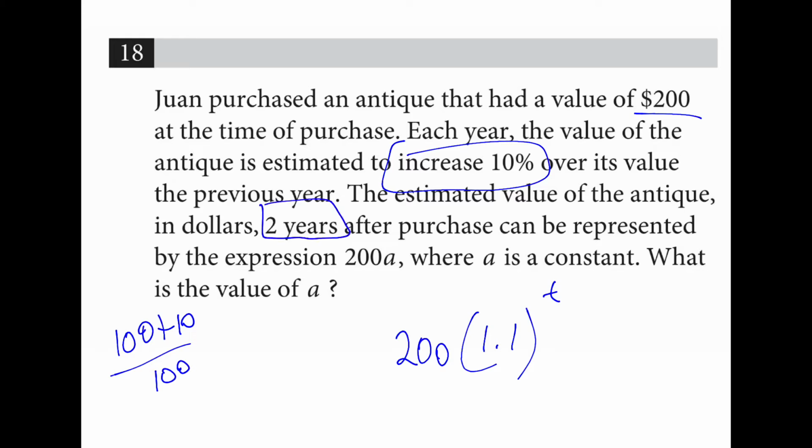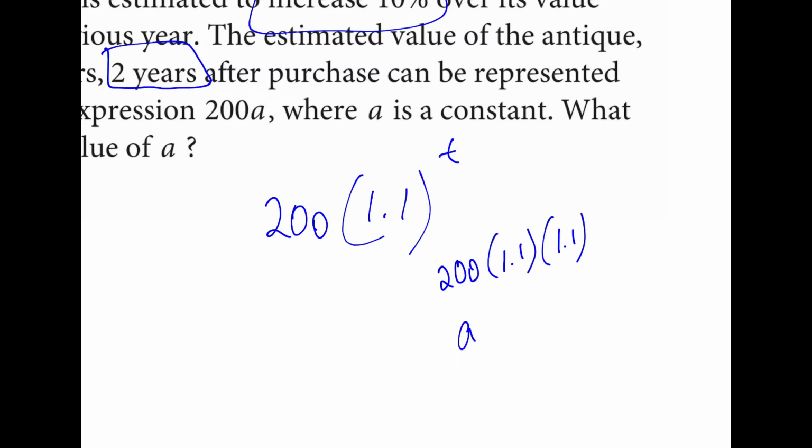So if we want to look at 2 years after purchase, this is how we would find that value: 200 times 1.1 times 1.1. So that's what A represents. You could also look at this like 11 times 11, which is 121, and then move the decimals back over.